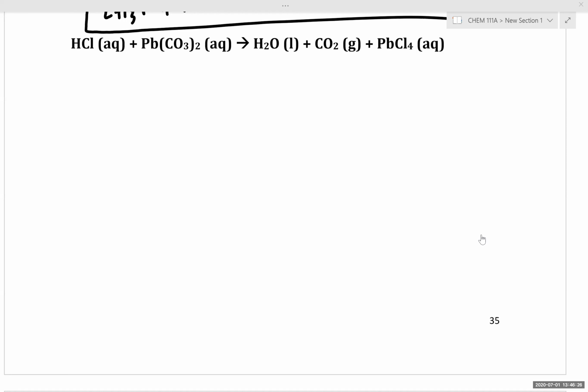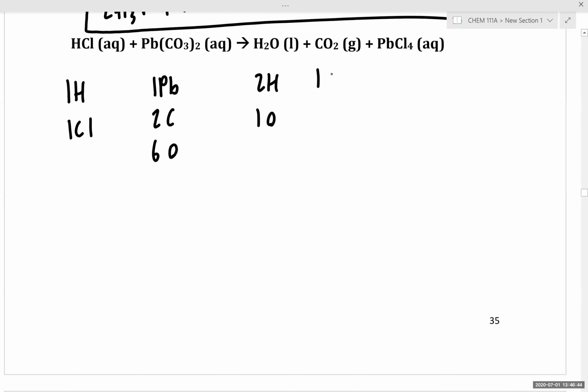Okay, so let's discuss this example. In hydrochloric acid, we have 1 hydrogen and 1 chlorine atom. In lead carbonate, we have 1 lead, 2 carbons, and 6 oxygen atoms. In water, we have 2 hydrogens and 1 oxygen. In carbon dioxide, we have 1 carbon and 2 oxygens. In lead chloride, we have 1 lead and 4 chlorines.